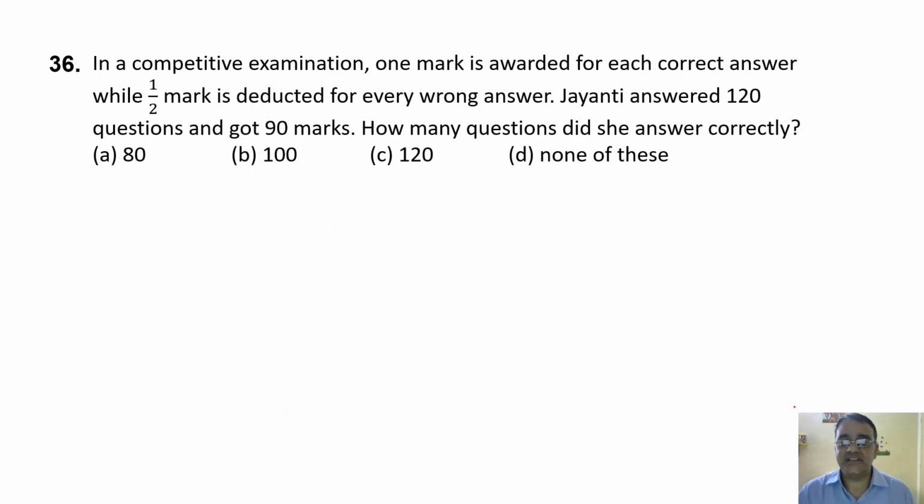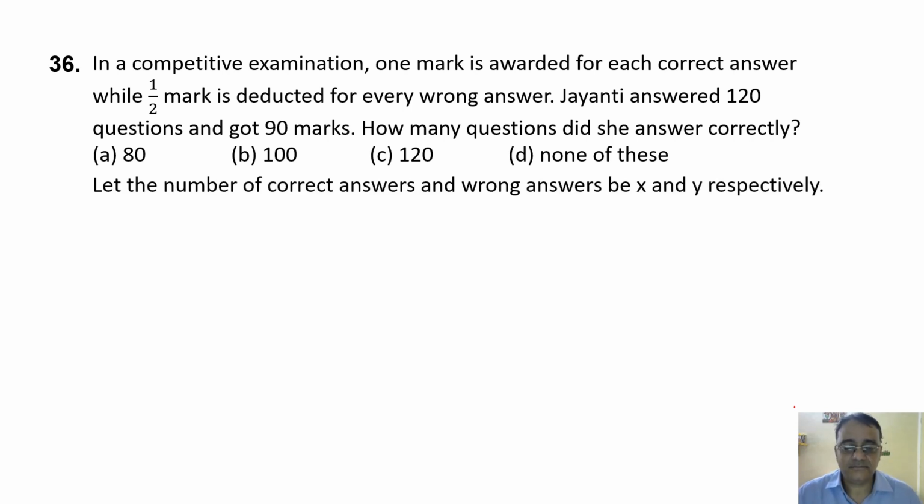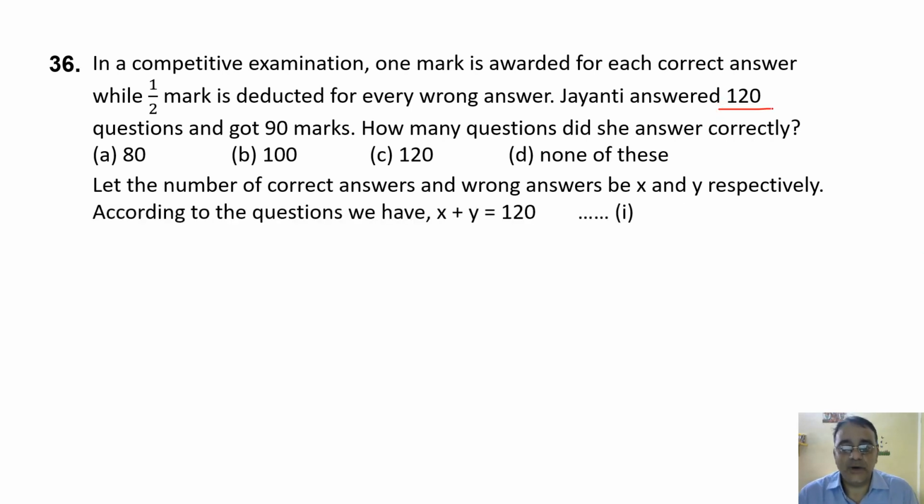In a competitive examination, 1 mark is awarded for each correct answer, while 1/2 mark is deducted for every wrong answer. Jayanti answered 120 questions and got 90 marks. How many questions did she answer correctly? So let the number of correct answers be x and the wrong answer be y. So total number of questions it is given 120. So x plus y is equals to 120. Let it be equation number 1. This is clear? Yes, sir.